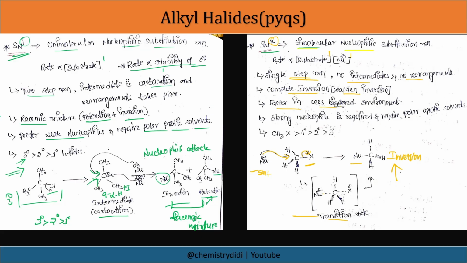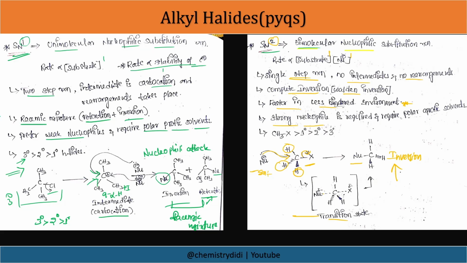And it is faster in a less hindered environment. This is the important point. It prefers a less hindered environment because, let's say for example, it needs to attack from the backside. If it is less crowded, it can easily go and attack, right? If it is crowded with big groups, let's say large alkyl groups are there, there won't be any space for the nucleophile to get attached to the carbon, right? So that's why it prefers a less hindered environment, and a strong nucleophile is required.